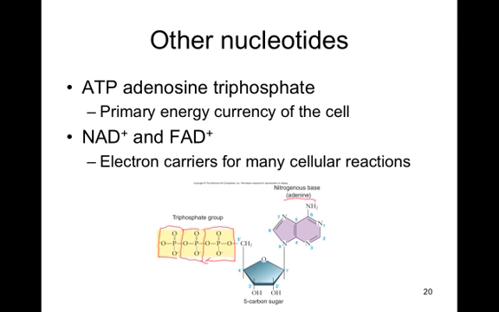Another couple of nucleotides we might see are NAD and FAD. We won't look at them in too much detail here, but these are also electron-carrying molecules. We'll see that they have a critical role in the formation of ATP when we look at oxidative metabolism.